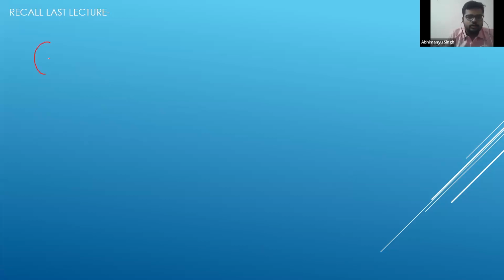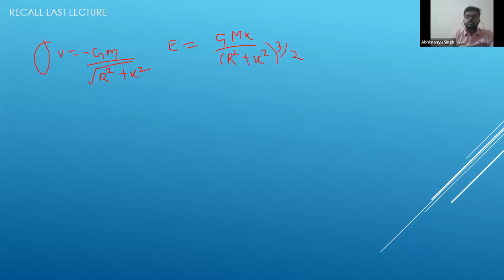Like we studied about a ring. The potential due to it is minus GM by root of r square plus x square. The field is GM x, so this was the field.